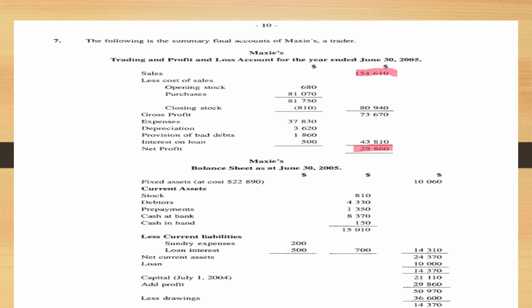So the final ratio that we will calculate is the net profit percentage, which is net profit divided by the sales figure, and we multiply it by 100, just as the return on capital invested. The net profit percentage is measured in percentage. So the items that we will pull from the TP&L, the trading and profit and loss, which is also called the income statement, are the sales figure and the net profit figure.